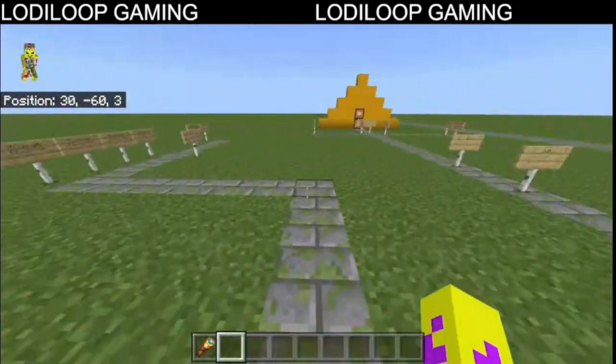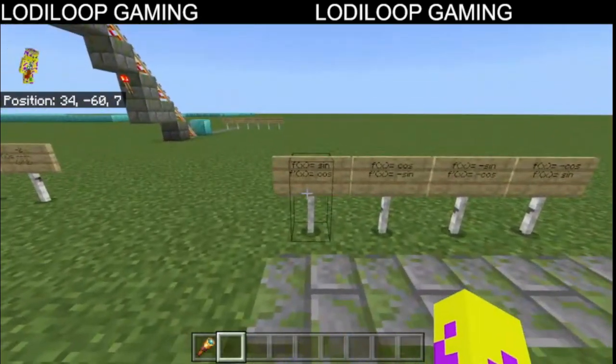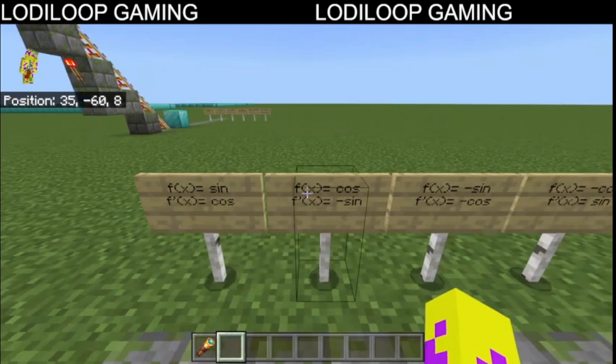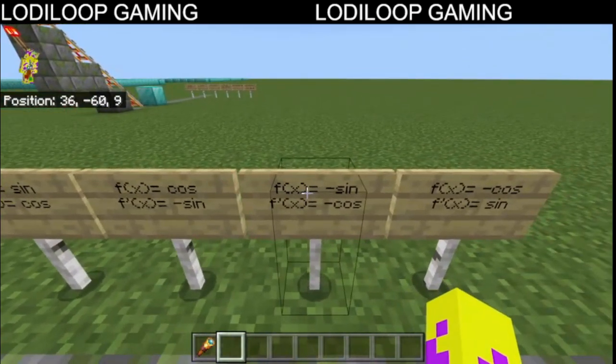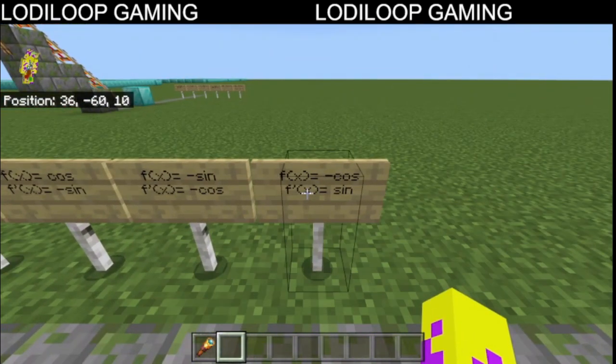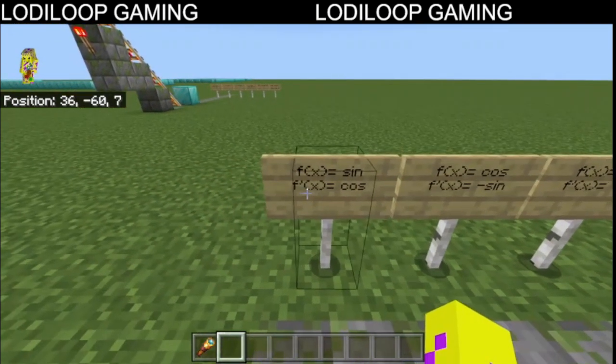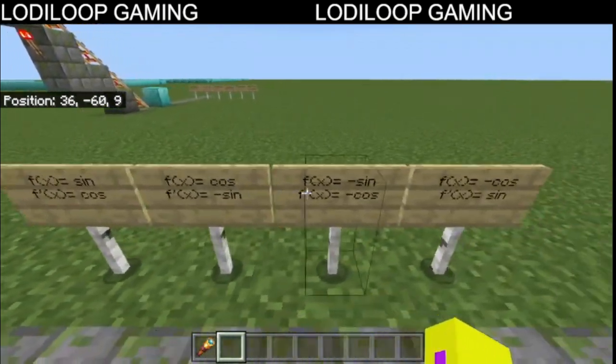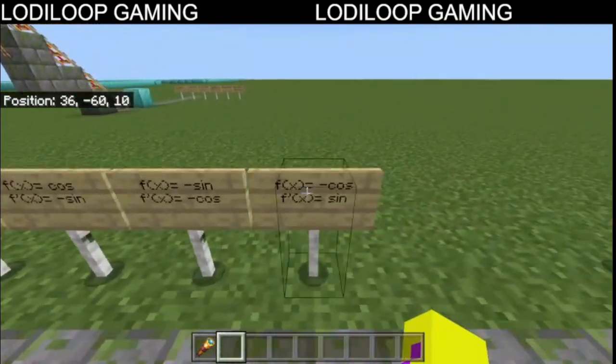Let's move on to the trig rules. For some complicated reason, the derivative of sine is cosine. The derivative of cosine is negative sine. The derivative of negative sine is negative cosine. And the derivative of negative cosine is sine. And look at that, we're back where we started. In a continual, inescapable loop.